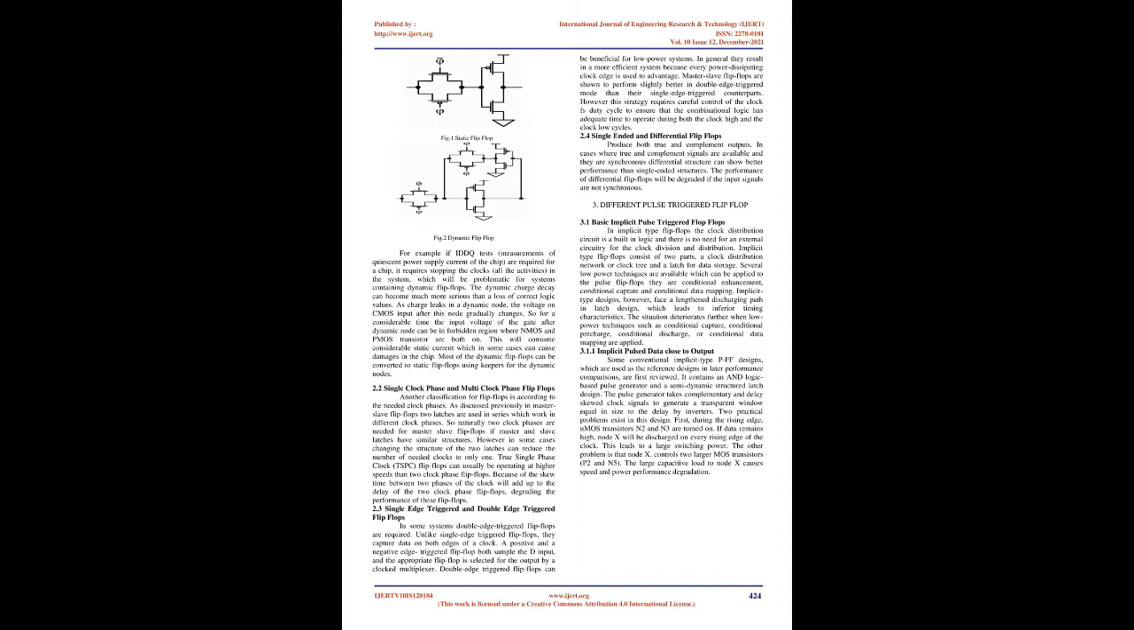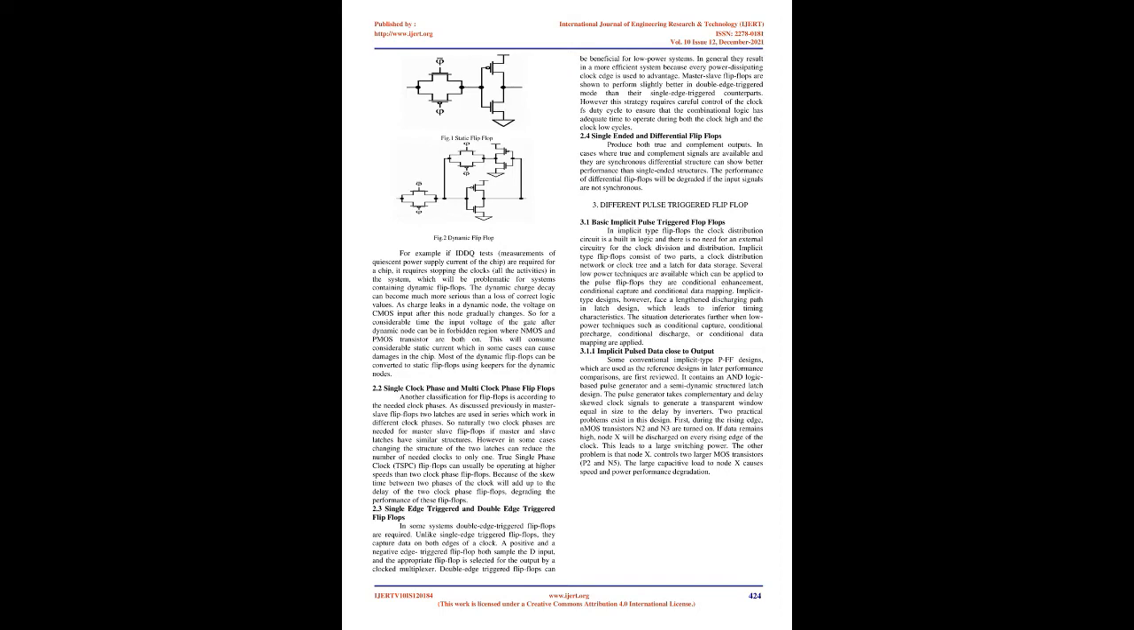First, during the rising edge, NMOS transistors N2 and N3 are turned on. If data remains high, node X will be discharged on every rising edge of the clock. This leads to a large switching power. The other problem is that node X controls 2 larger MOS transistors, P2 and N5. The large capacitive load on node X causes speed and power performance degradation. 3.1.2 Modified hybrid latch flip-flop.